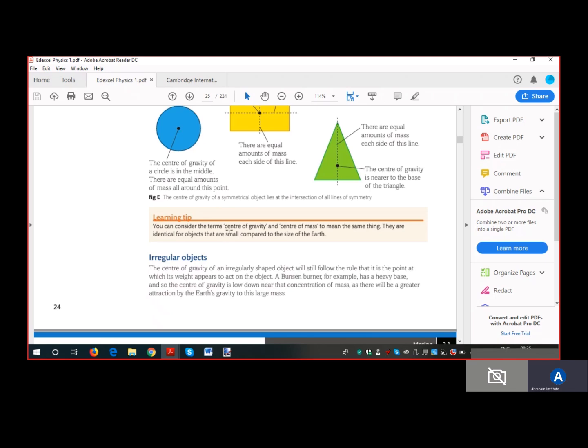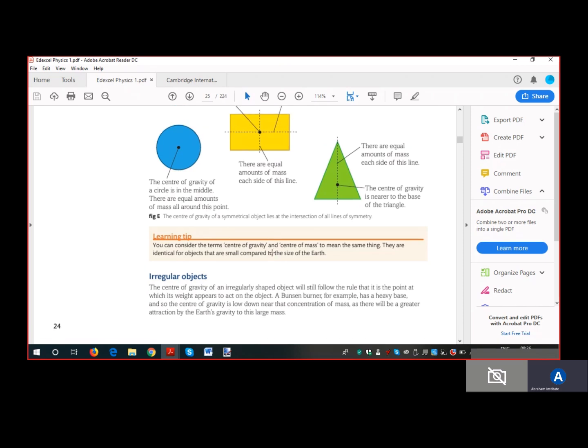Okay, you can consider the term center of gravity and center of mass to mean the same thing. They are identical for objects that are small compared to the size of the Earth. I don't think you need to know the details of this. If the object is in a uniform gravitational field, the center of gravity and the center of mass are at the same point. So that's what they mean by this.